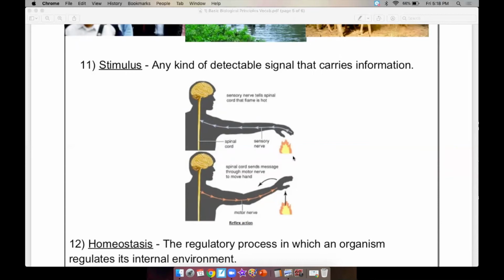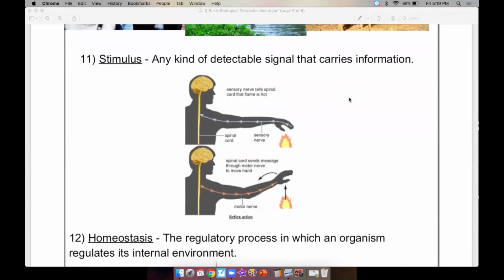Heat is information. Light going into your eyes is information. A high five and you feel the impact in your hands. That is a stimulus. And your body will react accordingly.